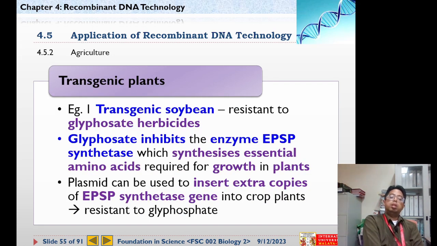For example, transgenic soybean. These soybeans are resistant to glyphosate herbicides. This herbicide will inhibit the enzyme EPSP synthase, which synthesizes essential amino acids that are required for growth in plants. Plasmids can be used to insert extra copies of the EPSP synthase gene into crop plants, which makes them resistant to glyphosate.